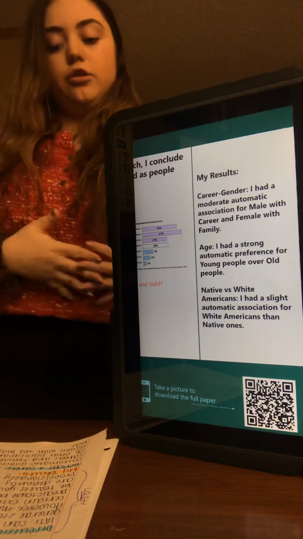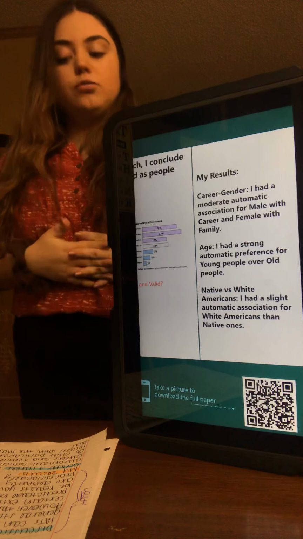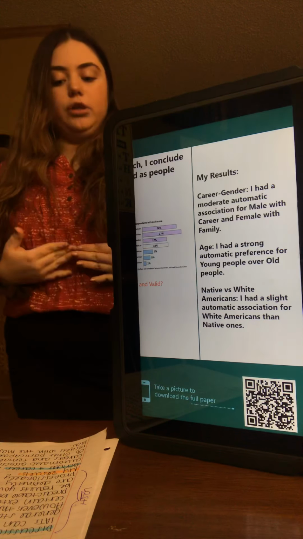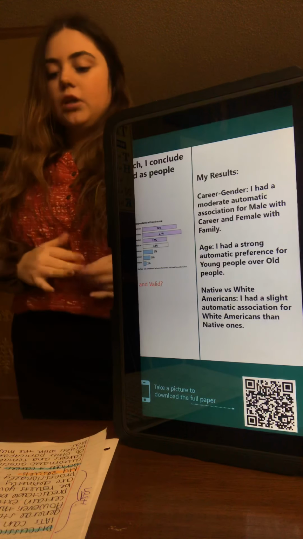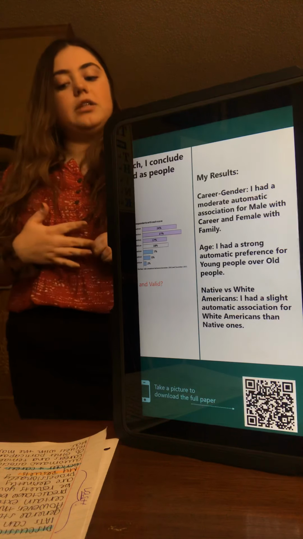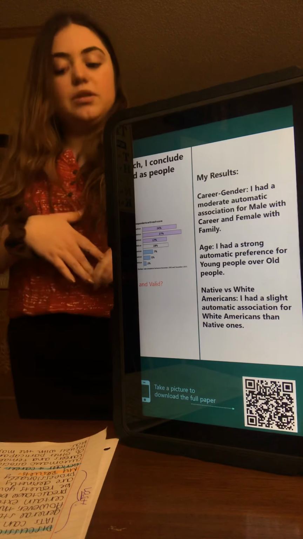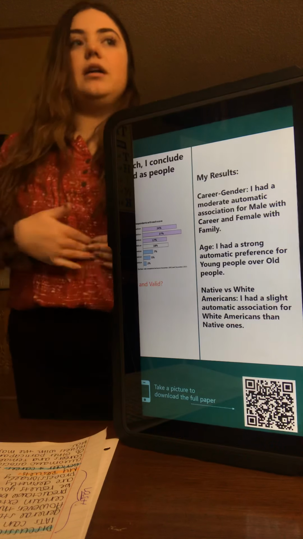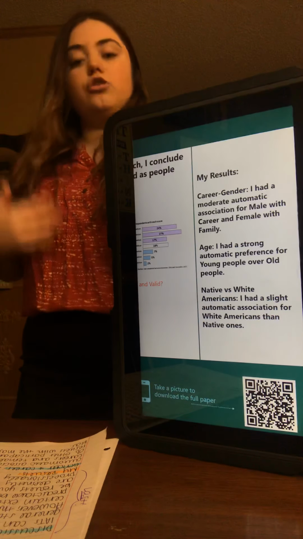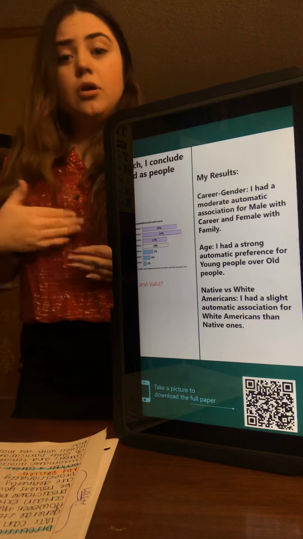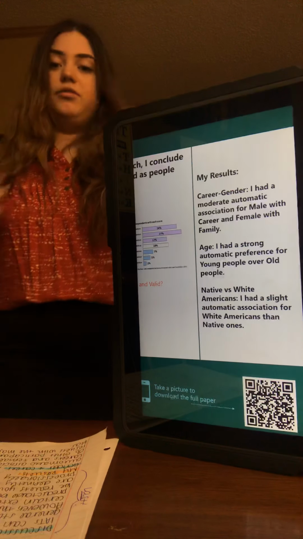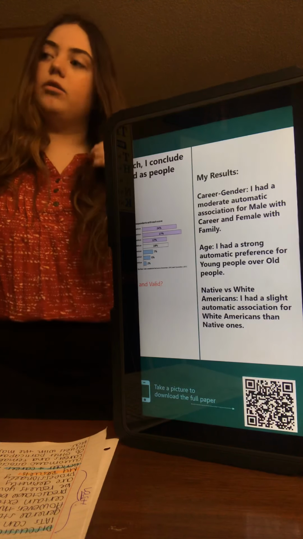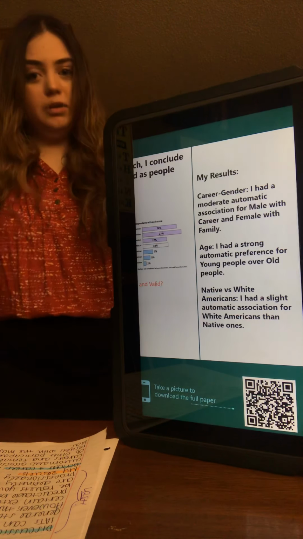Starting with the gender and career test, my results were moderate automatic associations of males with careers and females with families. 32% of other participants scored those same results, with the majority being similarly biased, which means that I associate career terms or occupations more with males than I do with females, and I associate family vocabulary or pictures with females.